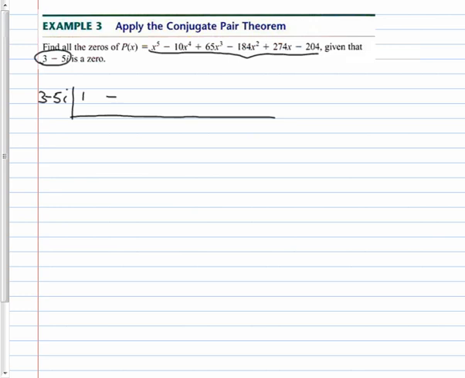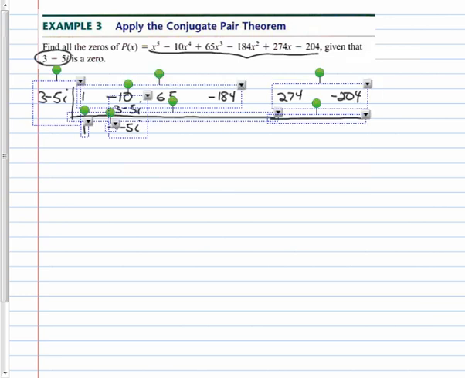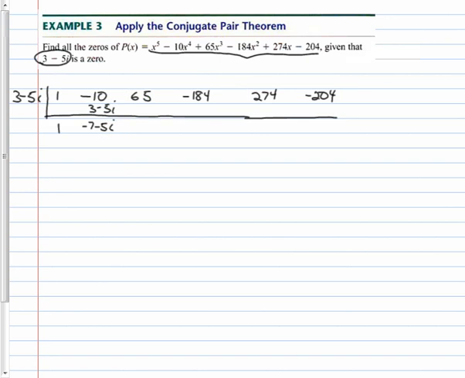1, negative 10, 65, negative 184, and I might need your calculators to help me out with some multiplication here. 274, minus 204. Whoo, big old long thing. So bring down my 1, multiply by 1, that's easy enough. 3 minus 5i. Now I add here, that would be negative 7 minus 5i. Now I need to multiply these two together: 3 minus 5i, negative 7 minus 5i.